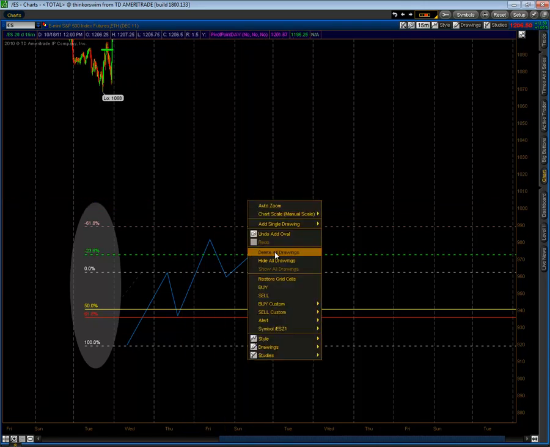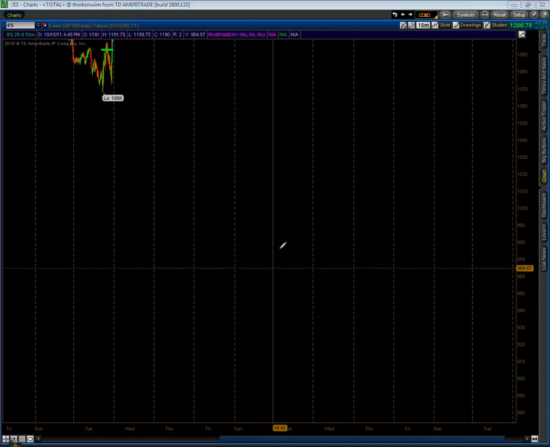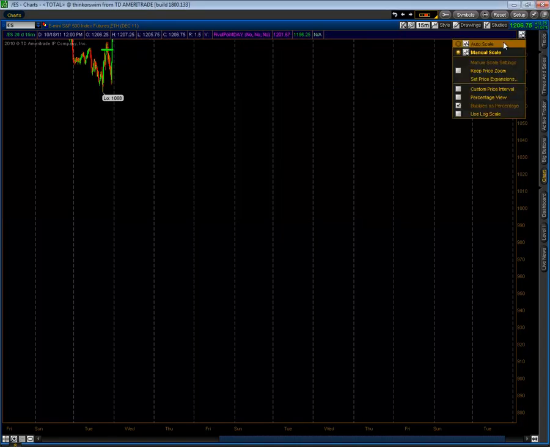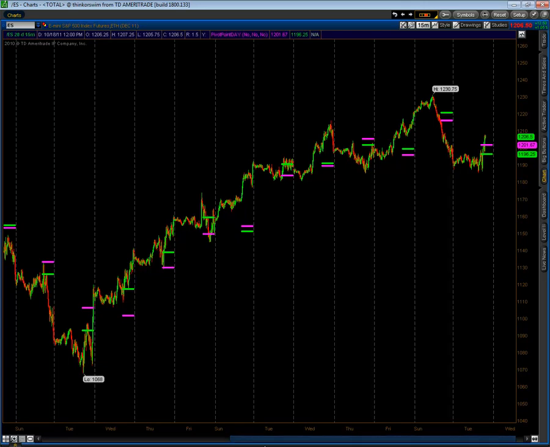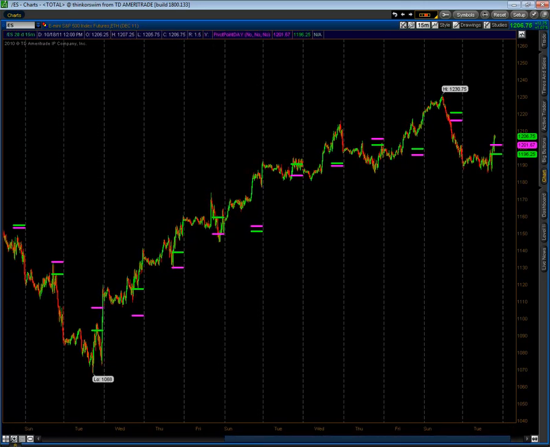So let me get rid of these, and let's take a look at this recent 2-week rally we've had on the ES here. What I'm going to do here is go through the process that I normally go through in identifying the levels as they trade during the day.